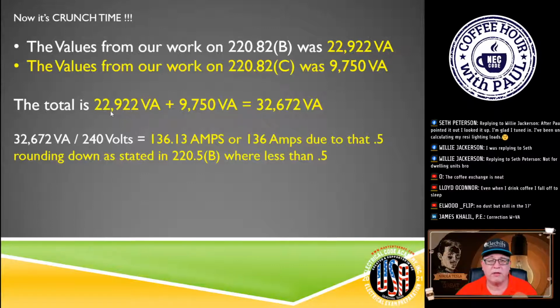So 22,922 VA plus the 9,750 is 32,672. Divide that by 240. That gives us 136.13 amperes. We dropped the .13 based on 220.5(B). So we just have 136 amps.